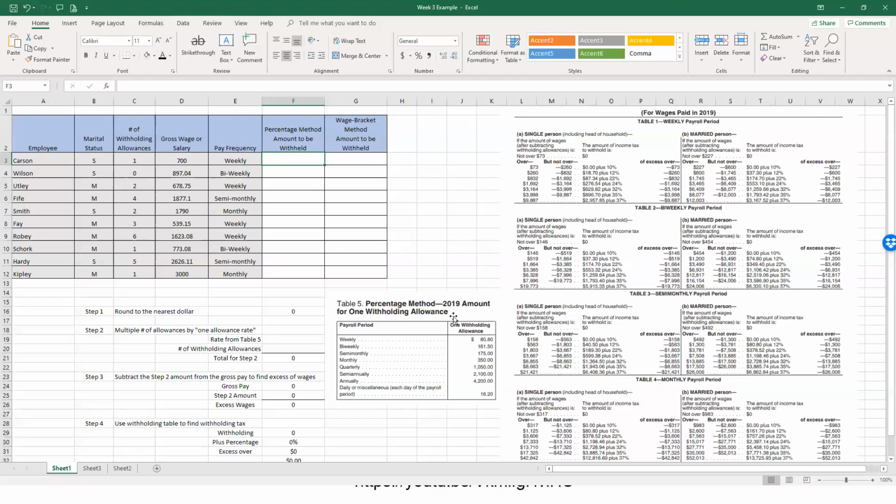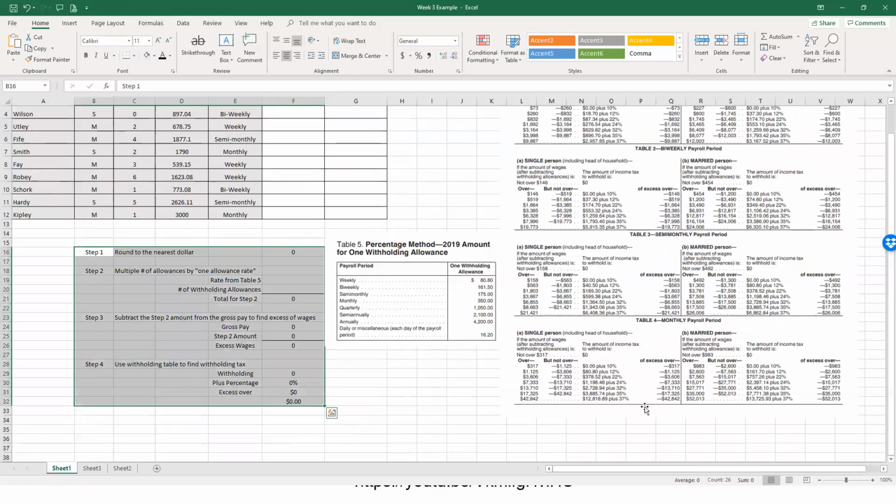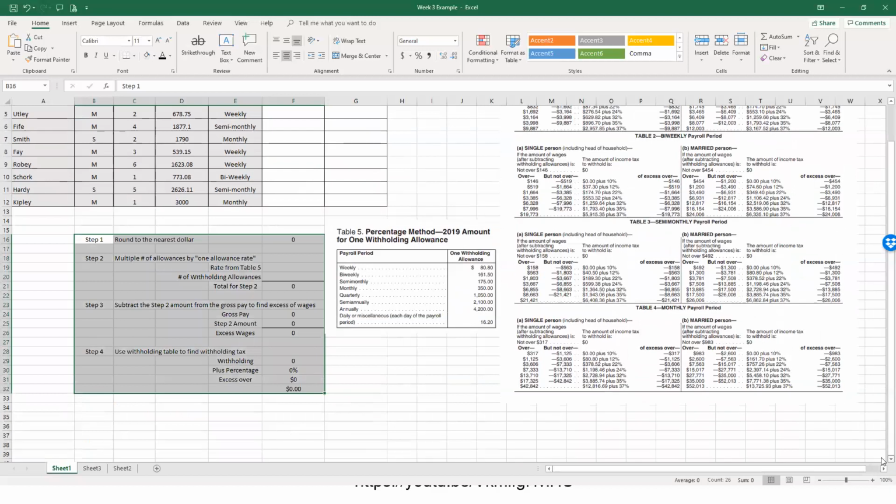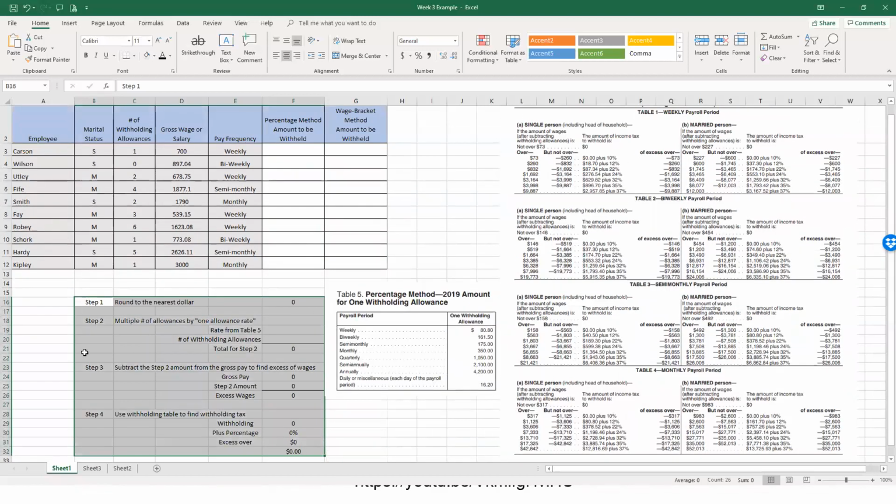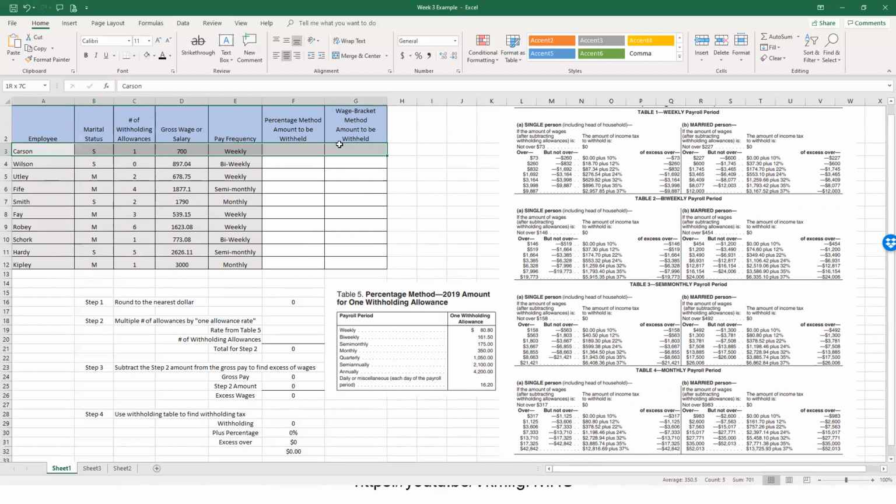All right, so for the percentage method, I did a little calculation down here that we can use in order to make the calculations. It makes it a lot easier when you put it into a form. So based off of what I just told you, we're going to walk through the steps step by step. For this first item up here, the first step is you're going to round to the nearest dollar. We don't have to round because it's already $700, so we'll put that in there.